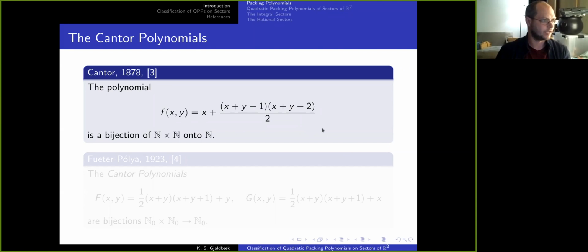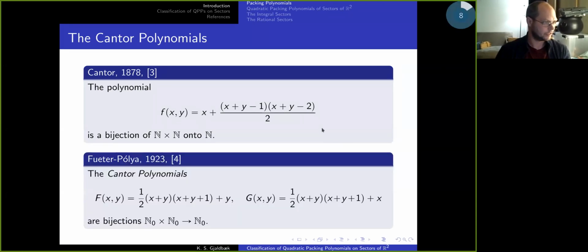A little later, it was studied in more depth by Fueter and Pólya. One of these two polynomials, f and g, is obtained from Cantor's polynomial by translation to make it go from N naught cross N naught into N naught. I can't remember which one it is, but it's one of them, and the other is obtained by swapping the axes.